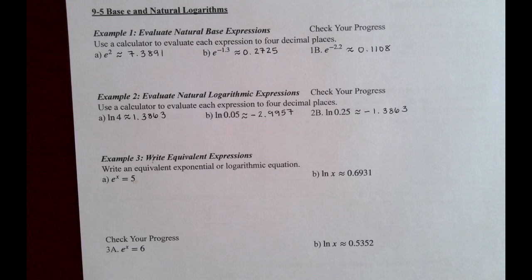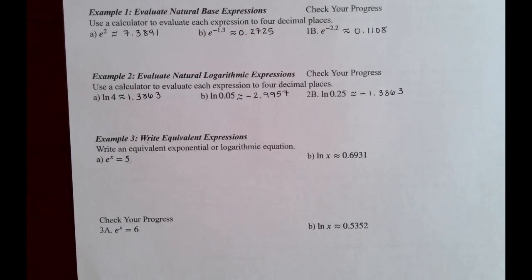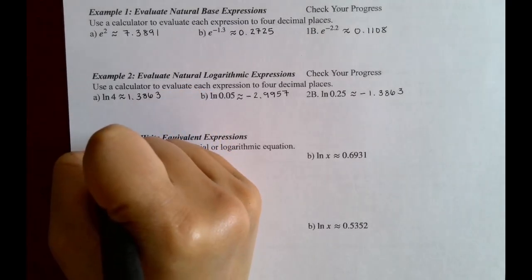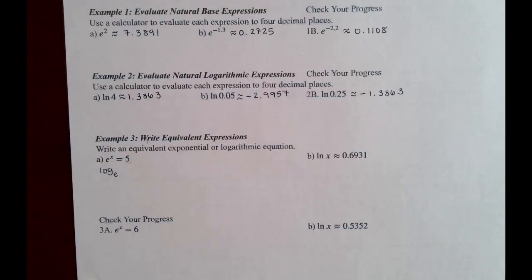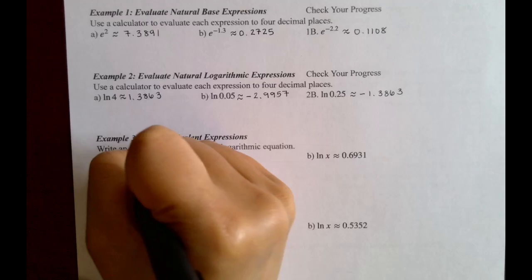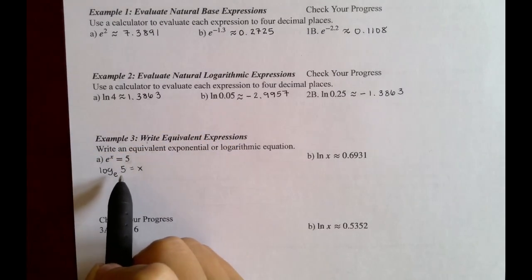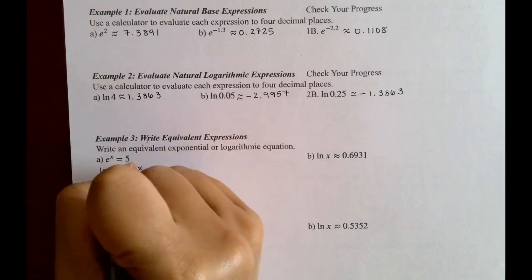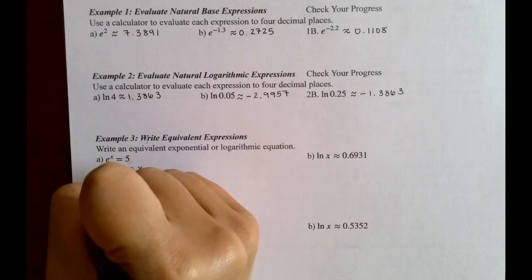Now, example 3 here, we're just going to be rewriting them into their equivalent exponential or logarithmic form. So e to the x equals 5. Rewriting it as a log, my base is e, because that's what has the exponent, and then 5 equals x. But for base e, for logs, we often rewrite as ln. So another way to say it is ln of 5 equals x. And there you go.